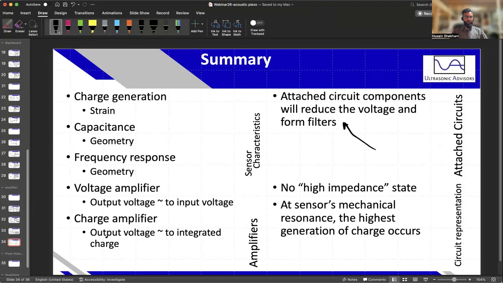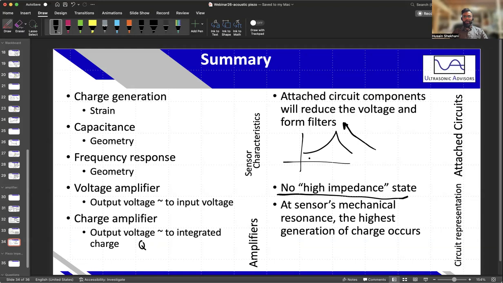And the charge amplifier takes the output charge and integrates it. So it also effectively removes the effect of noise, and also removes the effect of the impedance of your sensor. There's no high impedance state, so we looked at this anti-resonance case.